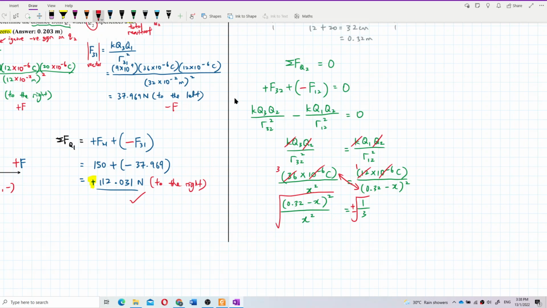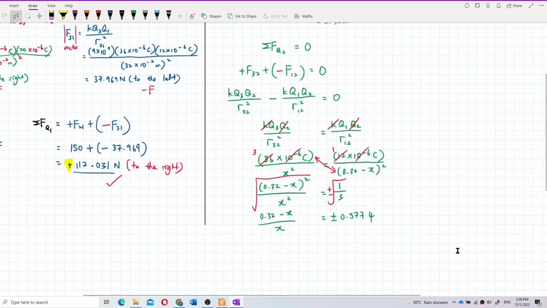1 divided by 3, square root, the answer is 0.5774. When you square root something, you will have a positive negative sign. Don't forget. And why do I square root this one? Because I want to remove the square. You understand? I remove the square, so it becomes something like this. So this one has two possibilities.